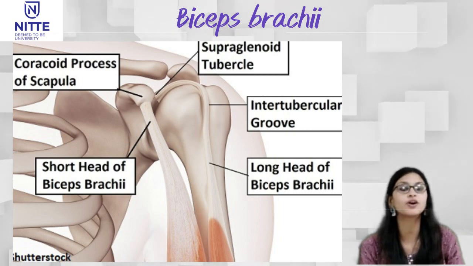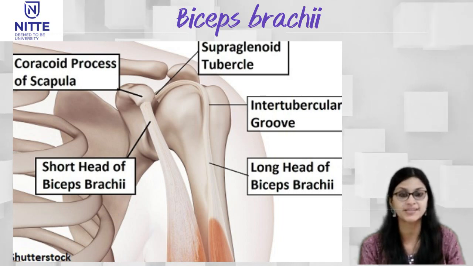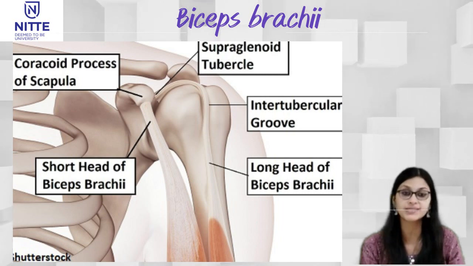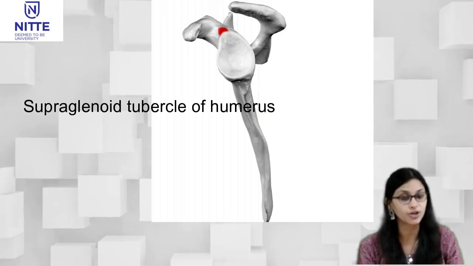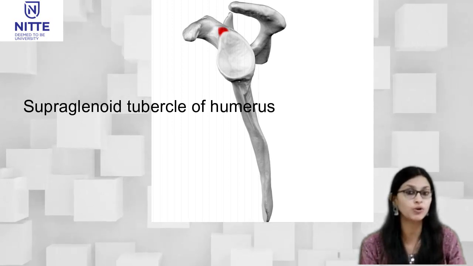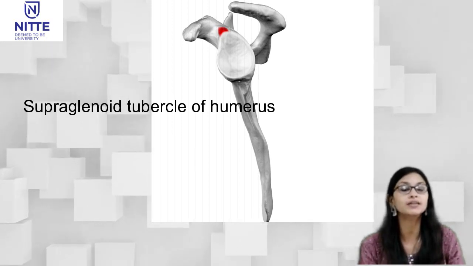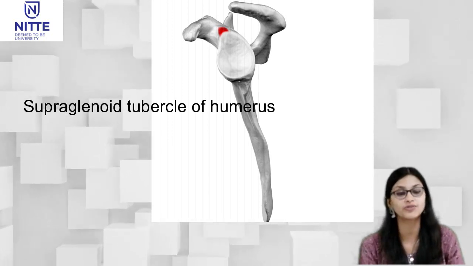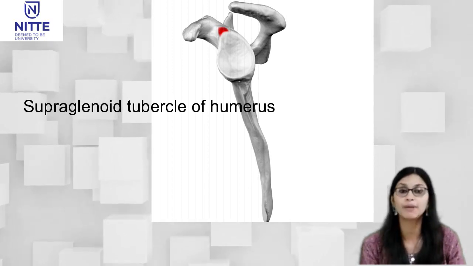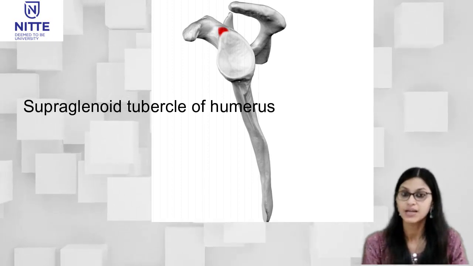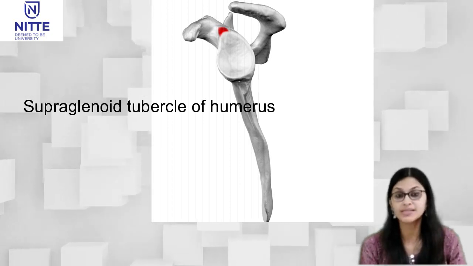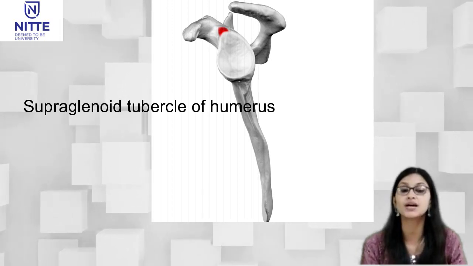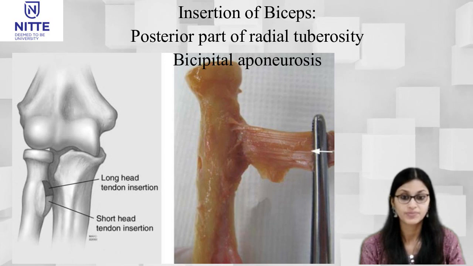Next is the long head of biceps. So this long head of biceps takes its origin from the supraglenoid tubercle of the scapula. If you observe the glenoid cavity, just above the glenoid cavity, you can see a tubercle called the supraglenoid tubercle, from where the long head of the biceps takes its origin. Remember that the long head of the biceps origin is intracapsular, means it arises within the capsule of the shoulder joint, but it is extrasynovial in origin.